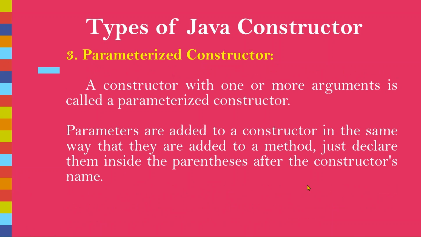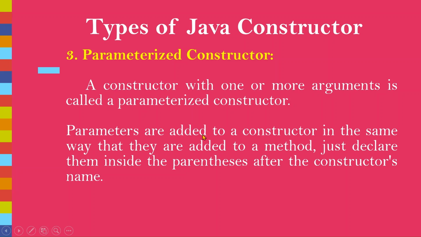Now coming to the other category, parameterized constructor. A constructor with one or more arguments is called a parameterized constructor. In the no argument constructor, I said no parameters are going to be passed, but here in parameterized constructors, we are going to pass some parameters now.